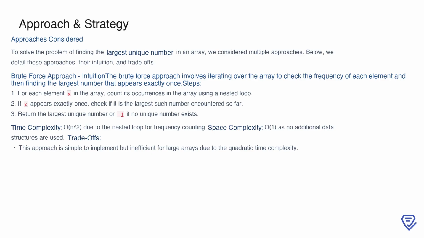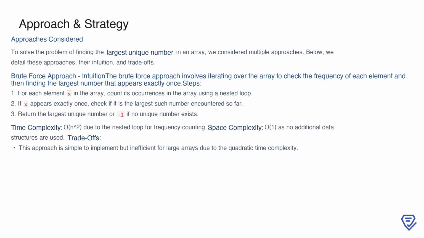To solve the problem of finding the largest unique number in an array, we started by considering a brute force approach. The intuition behind this method is straightforward. For each number in the array, we determine its frequency by iterating through the entire array. If the number appears only once, we check whether it is the largest unique number encountered so far. Finally, we return the largest unique number, or -1 if no such number exists.